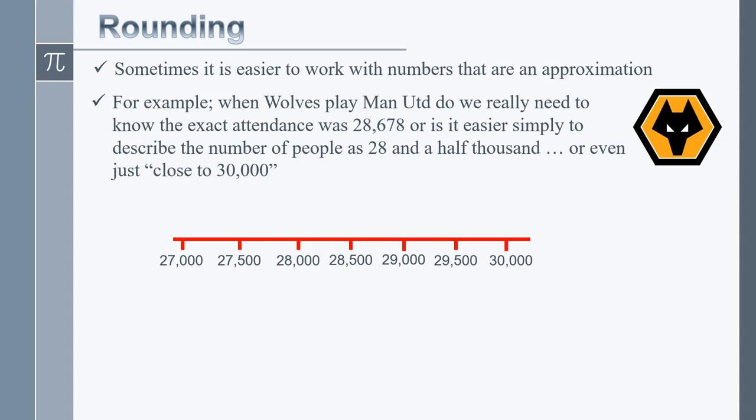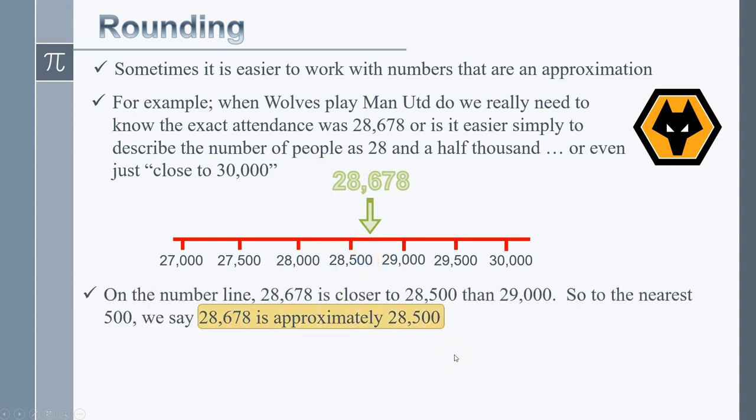So let's have a look at it on our number line. There's our 28,678, and what we're saying is, to the nearest, and in this particular case, this number line is the nearest 500, because we're going up in 500 intervals: 27,000, 27,500, and so on. So the nearest 500 to our arrow is clearly 28,500. So we could say to the nearest 500, that figure, 28,678, is approximately 28,500.